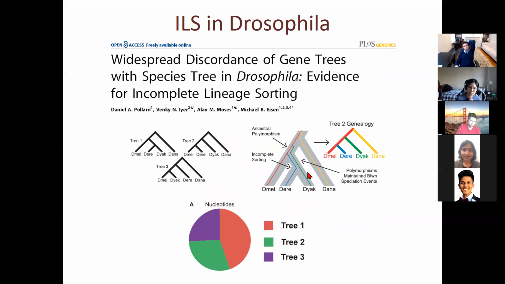So looking for these types of discrepancies between gene trees and species trees, Mike Eisen and colleagues basically looked at these topologies for Drosophila and then inferred widespread discordance between gene trees and species trees, suggesting incomplete lineage sorting. They basically said, well, that means that the population of Drosophila species has maintained its diversity across speciation boundaries, leading to these deep coalescence events.